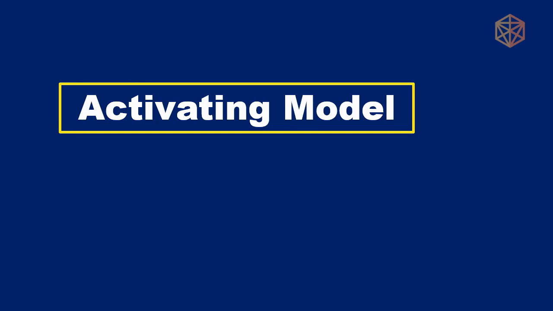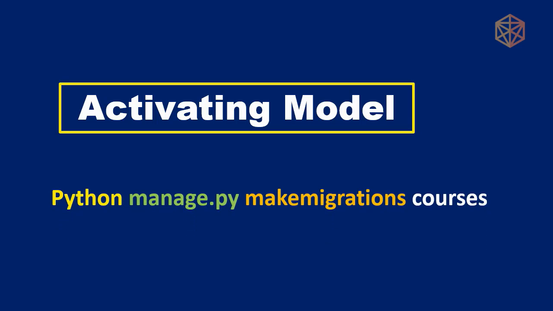Hello and welcome to this video. I'll be showing you how to activate a model. There are 2 steps to activating a model. The first step is creating a migration file, and the command you need to create the migration file is python manage.py makemigrations followed by the name of your Django app. My Django app is called Courses.